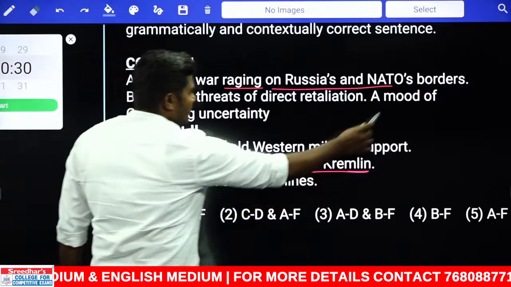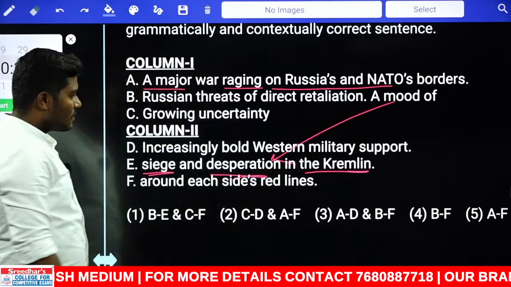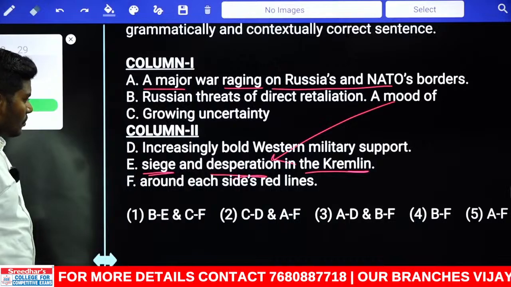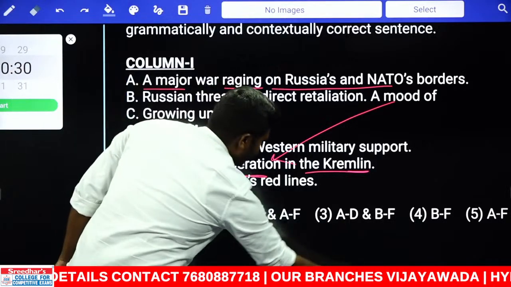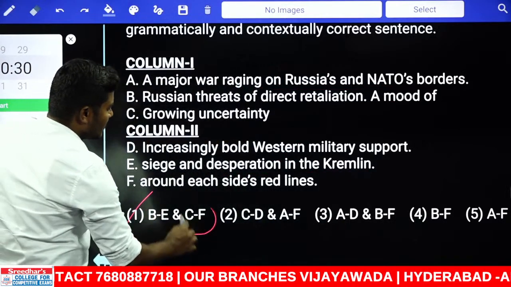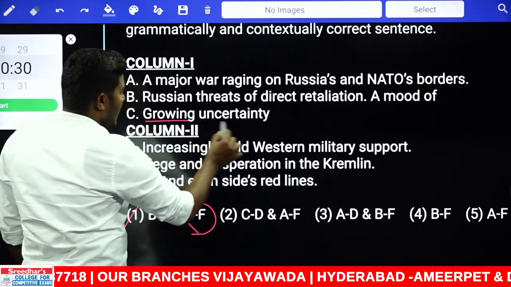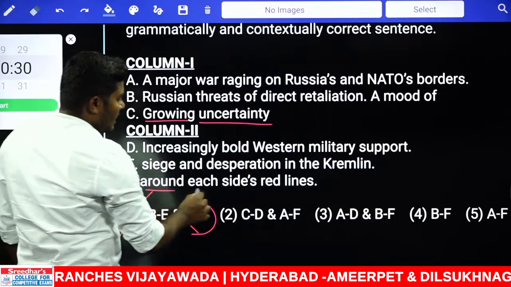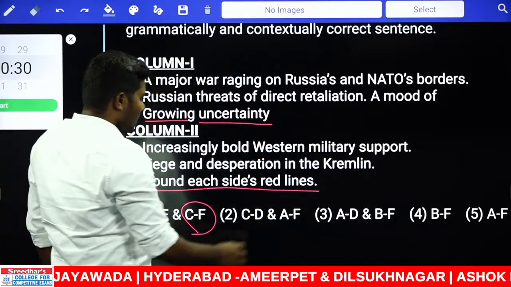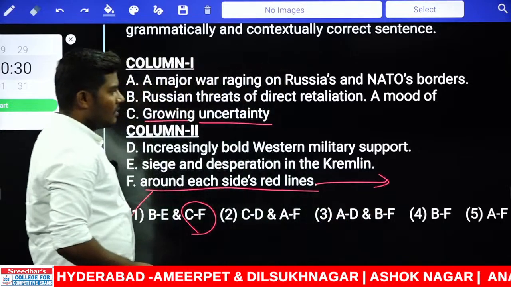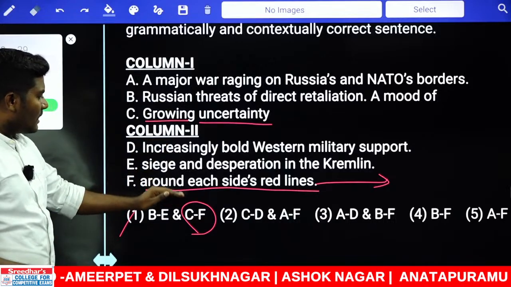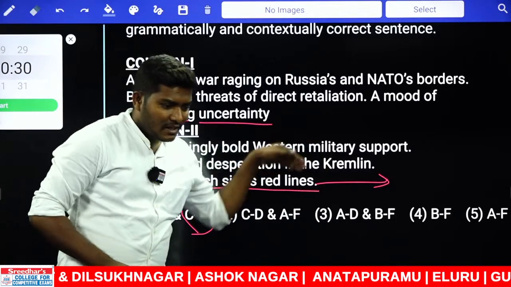లుక్ ఎట్ దిస్, మూడ్ ఆఫ్ డిస్పరేషన్ కూడా యూజ్ చేయొచ్చు. దట్ ఇస్ అ కనెక్టింగ్ వన్. సో పేర్ షుడ్ గో ఫర్ BE. ఎన్ని BEs ఉన్నాయి మనకు, ఓన్లీ ఫస్ట్ వన్, రైట్. చెక్ ఫర్ CF. Growing uncertainty around each other's red lines. హియర్ వీ నీడ్ కంటిన్యూషన్ అండి, growing uncertainty around each side's red lines అని కంటిన్యూషన్ కావాలి మనకి ఇక్కడ.